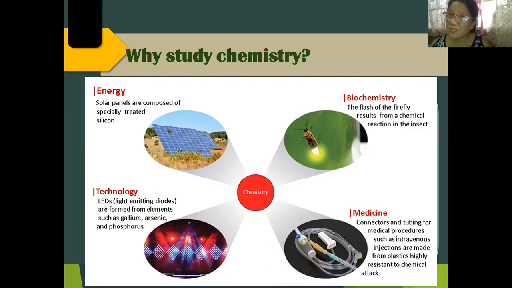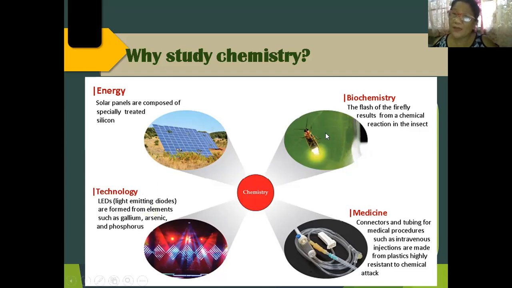And what is the connection of this to chemistry? The solar panels that are being used are made of silicon. What is silicon? We will find it out. Silicon is one of the elements in the periodic table.